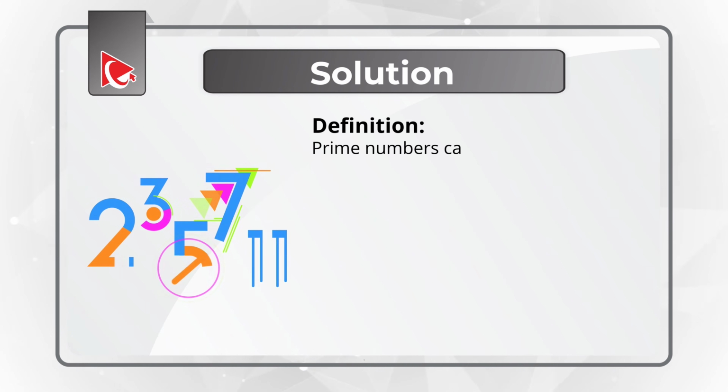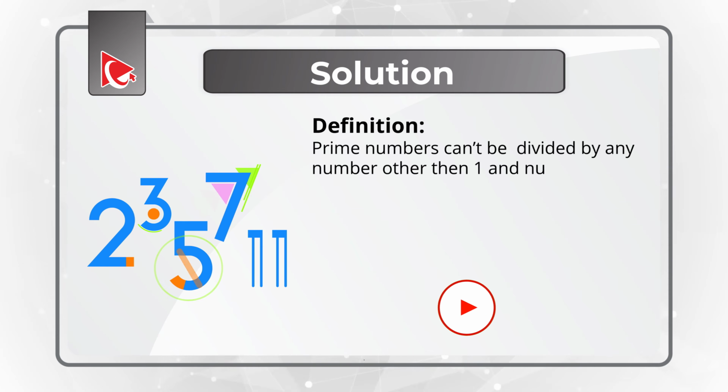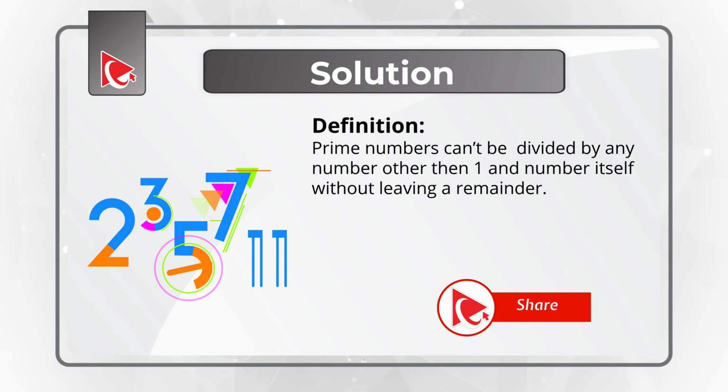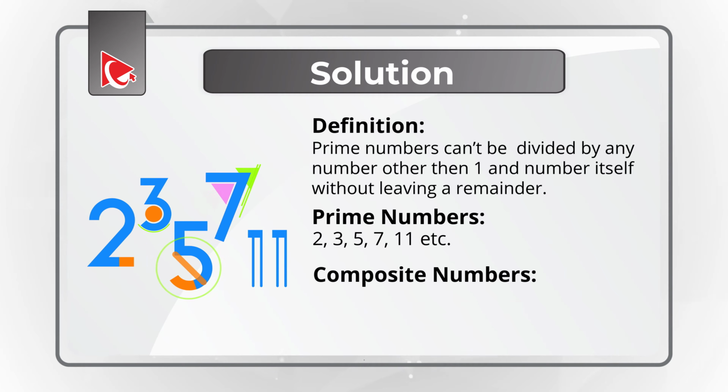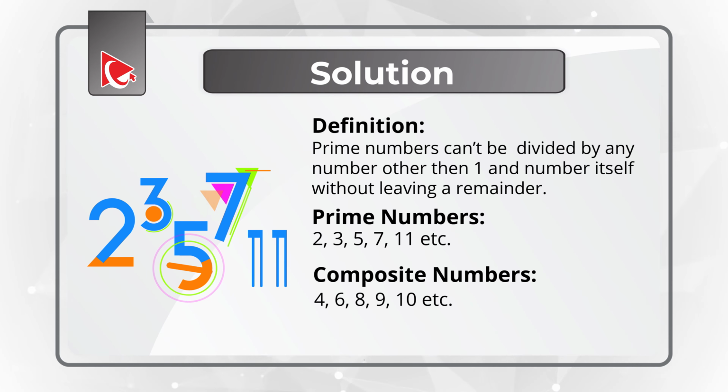To solve this challenge, let's start with the definition of prime number. Prime numbers cannot be divided by any number other than 1 and number itself without leaving a remainder. Some examples of prime numbers would be 2, 3, 5, 7, 11, and you can continue the chain. The opposite of prime numbers are composite numbers, and examples of those would be 4, could be divided by 2, 6, could be divided by 2 and 3, 8, which could be divided by 2 and 4, 9, 10, and you can continue the sequence.